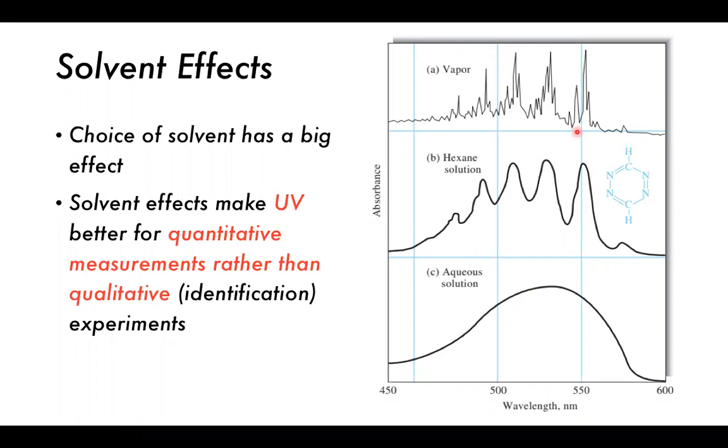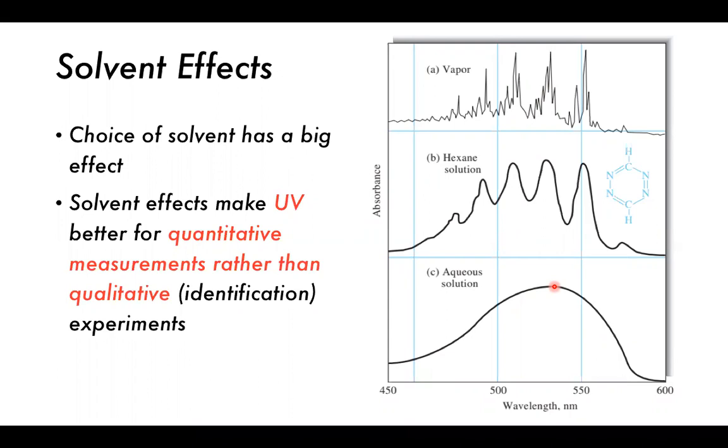Because if we do it in solvent, you can see that a lot of the peak structure here has been lost. Whereas if we do it in aqueous solution, we totally lose any idea of having peak positions, but we still have a maximum somewhere. And so that maximum will be consistent regardless of concentration. And so that's why we're able to use this for quantitative measurements, i.e. finding the concentration, rather than qualitative identification.